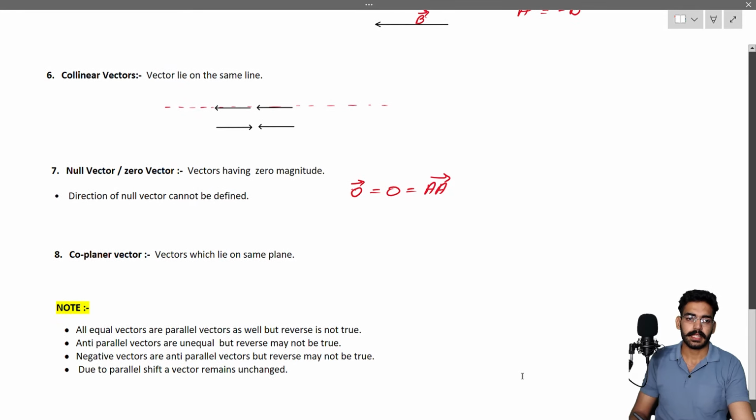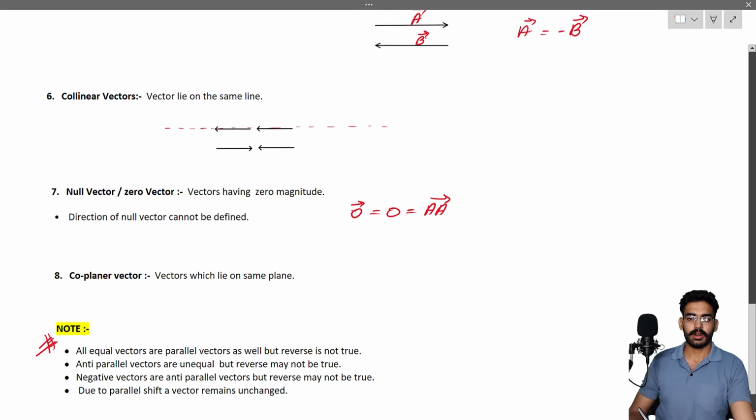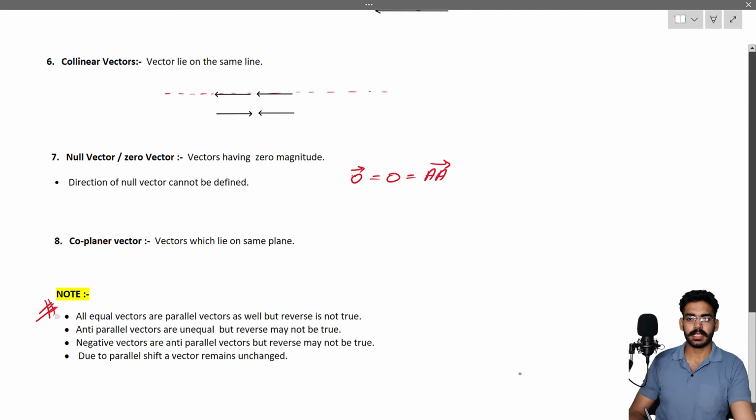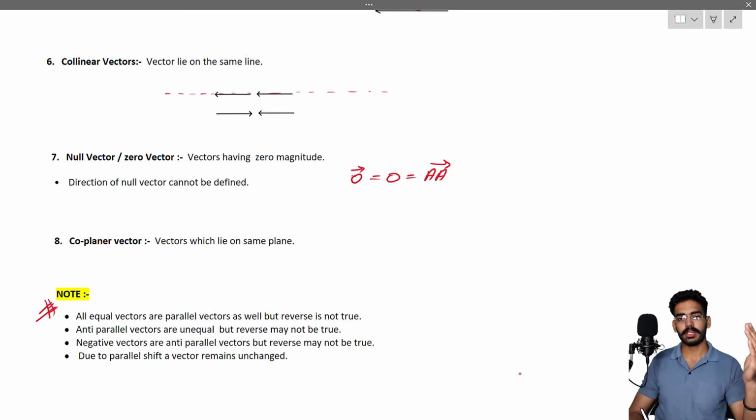Okay, next thing, we have a note which is very important. In the note we say all equal vectors are parallel vectors as well, but the reverse is not true. What we are saying is equal vectors are parallel vectors. You can verify this: all equal vectors are parallel vectors, but all parallel vectors are not equal vectors, because in parallel vectors the magnitude may be changing.